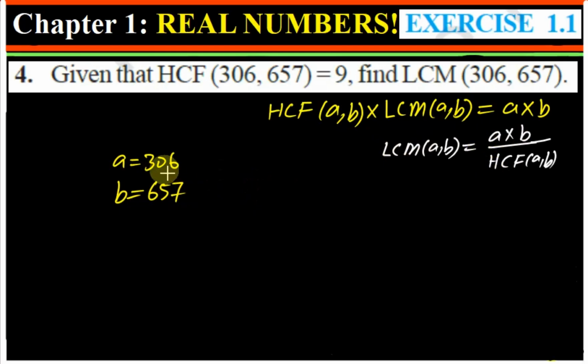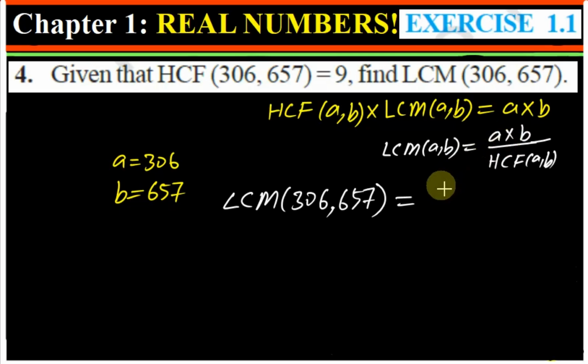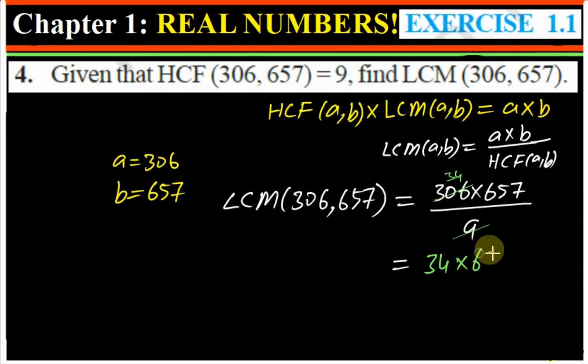Okay, now let's substitute these values. Therefore, LCM of 306 and 657 will be equal to the multiplication of these two numbers, that is 306 multiplied by 657, upon HCF, and HCF you can see here is given as 9, so we have to divide by 9. Now let's simplify it. If I divide 306 by 9, what will we get? We'll get 34. 9 3s are 27, remainder 36, 9 4s are 36. So we are getting 34 times 657.